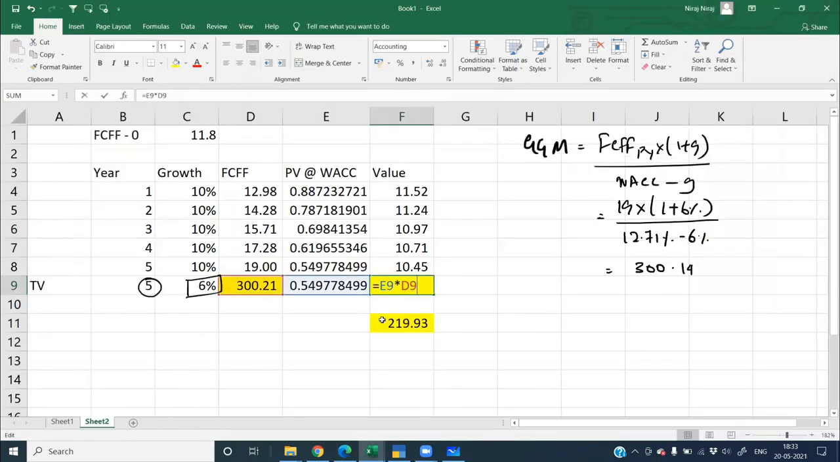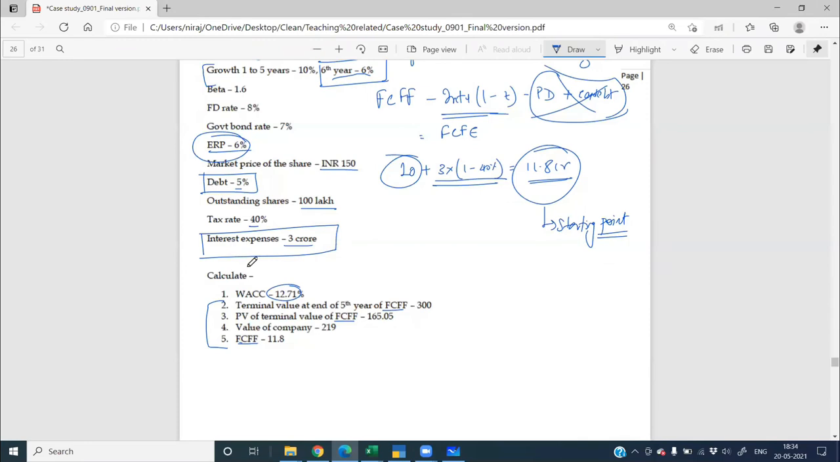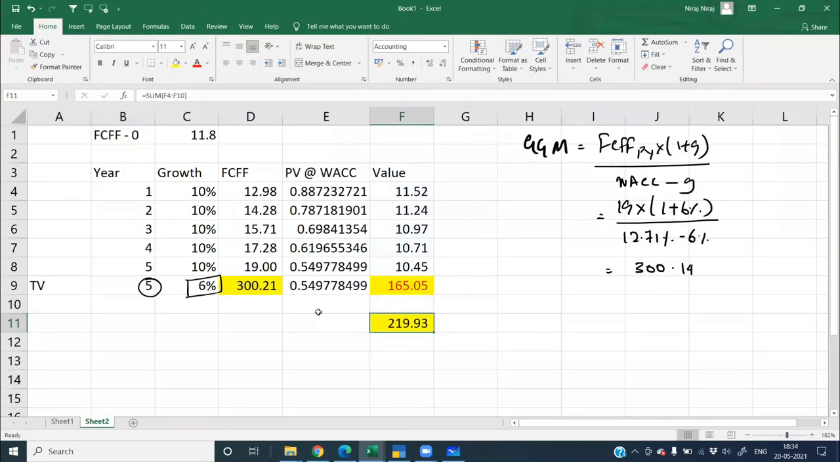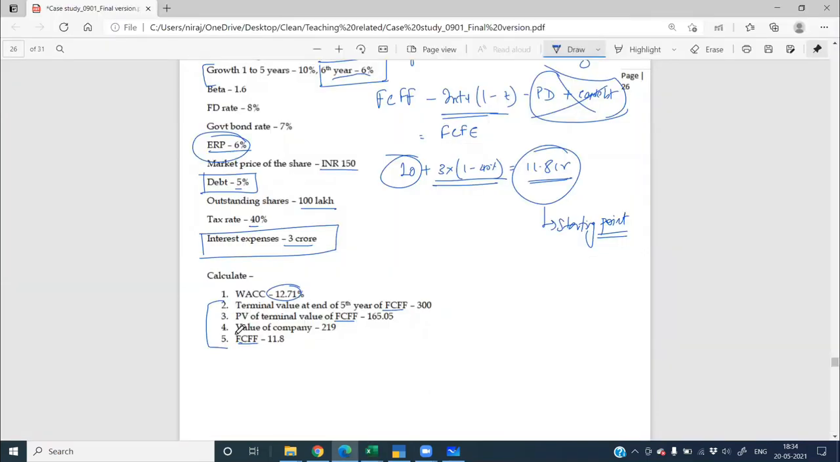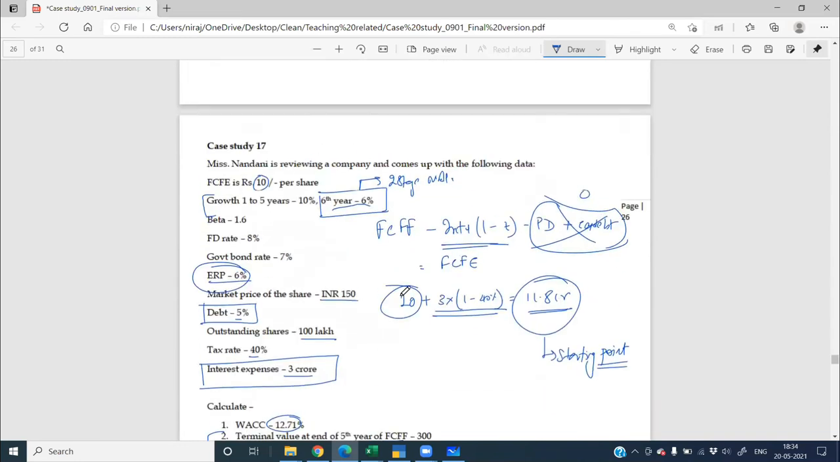Our answer here, the one I'm marking in red, is 165.50. Third is the value of the firm, which is 219 rupees, which we got here. And the last is to calculate the FCFF, that is 11.8, which is where we also started the question. So this is a very brilliant sum for your revision purposes.